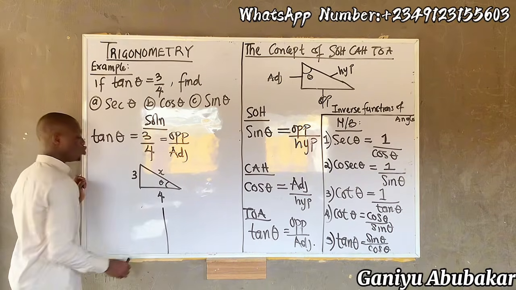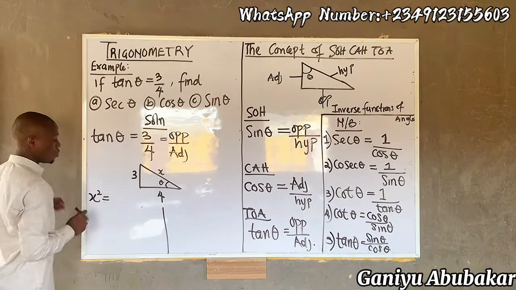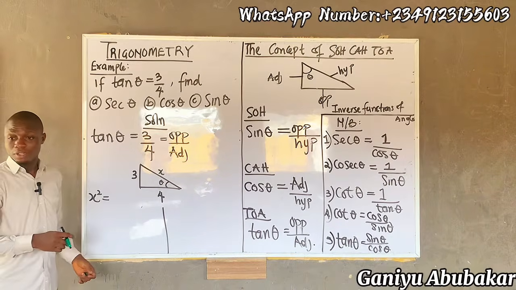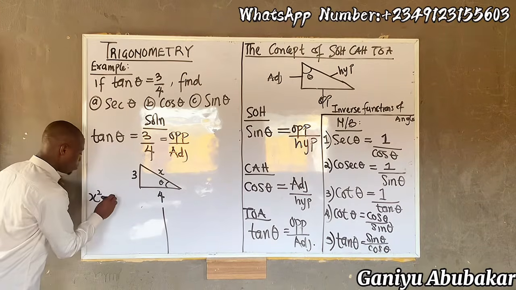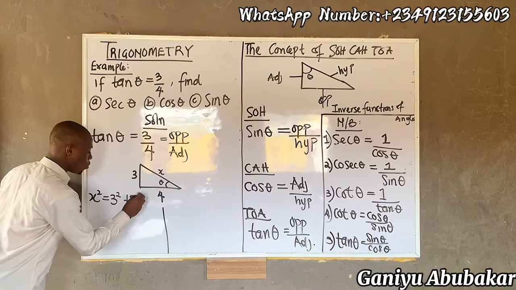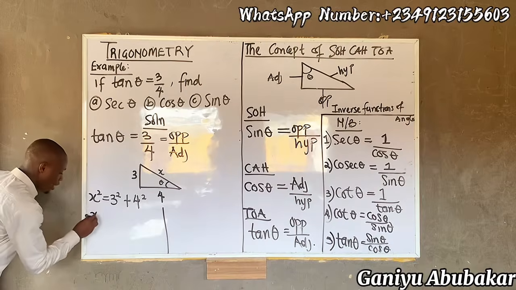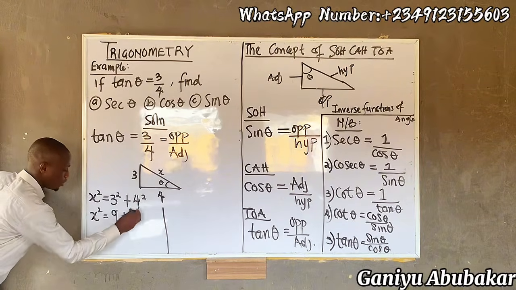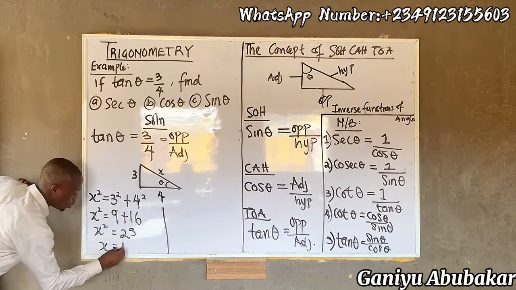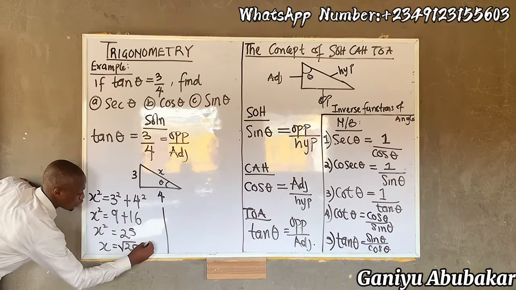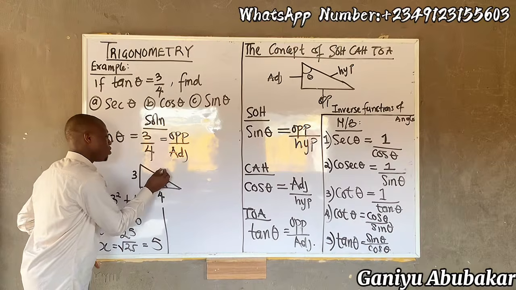Using Pythagoras theorem to find x, we have x squared equal to 3 squared plus 4 squared. So x squared equals 9 plus 16, x squared equals 25, and x equals the square root of 25, which is 5. So from here, x is 5. Let me ignore this x and put 5 here.